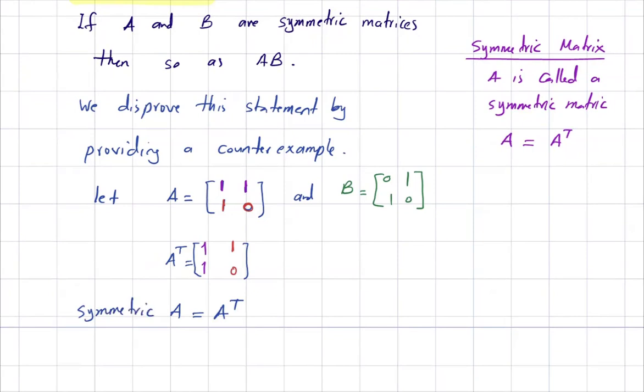What about matrix B? The same argument. The first row is 0 and 1. So when you're finding the transpose of this matrix, it becomes 0 and 1. And then the second row, which is 1 and 0, becomes the second column of your matrix, which is 1 and 0. So basically, matrix B is also a symmetric matrix because it is equal to its transpose. Now I'm going to form their multiplication, their product.